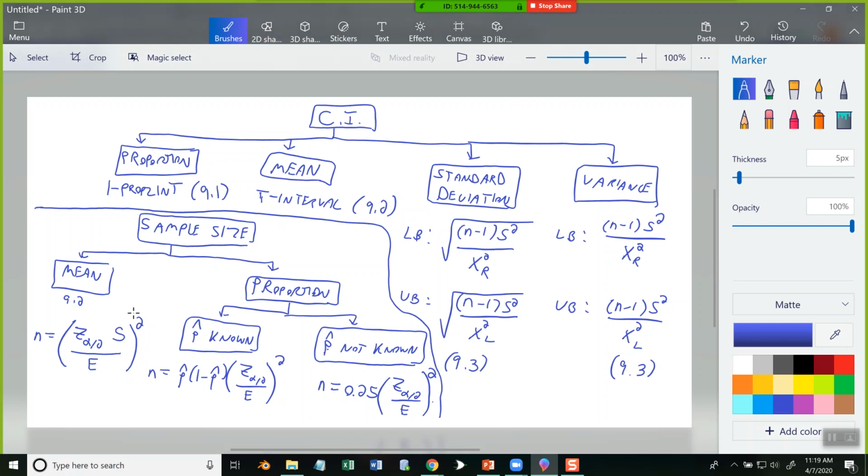Is there any questions on how to use that flow chart? Okay. I'm going to clear it off.